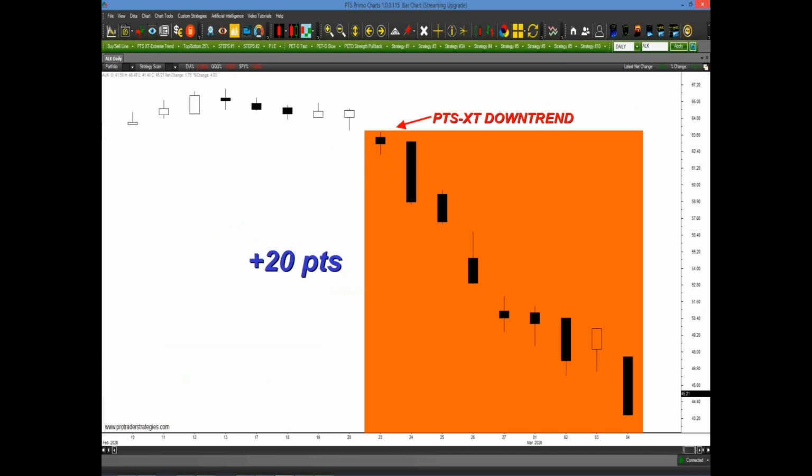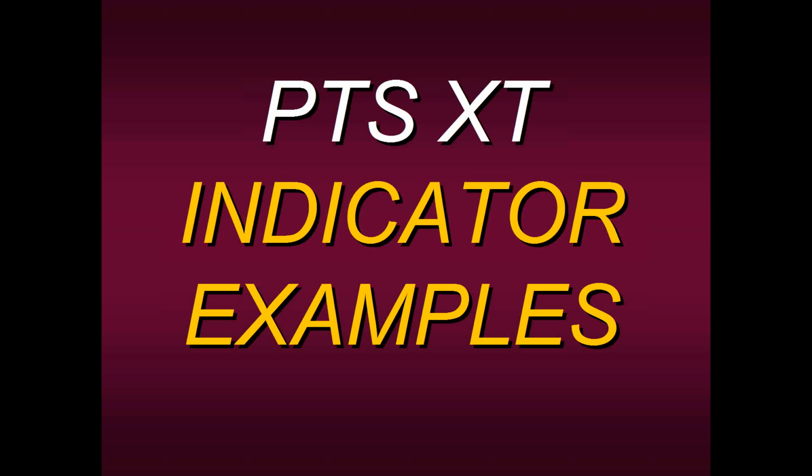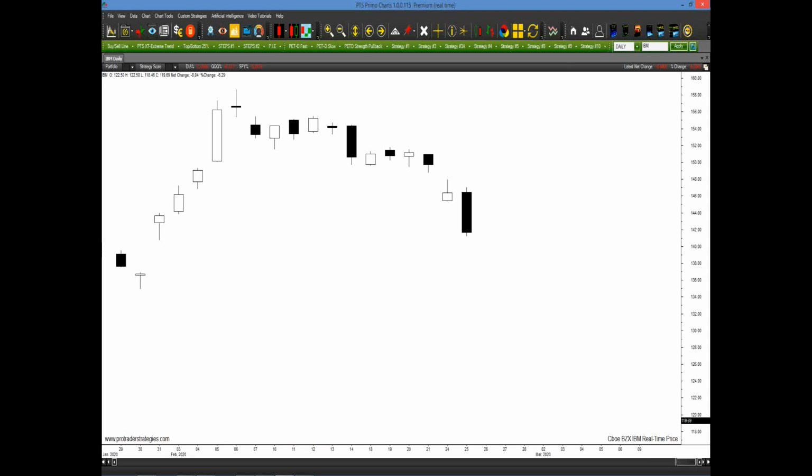And it's announcing it to you. All right, so let's look at the PTS XT indicator examples. Many of these are very, very recent, in this past week, as you just saw. All right, we started here with IBM. This is starting out in February. It looks like we're going up and then we're going straight down. How can we have taken advantage of this?